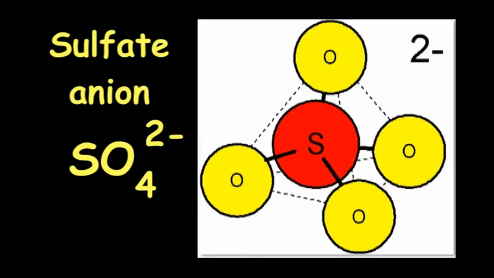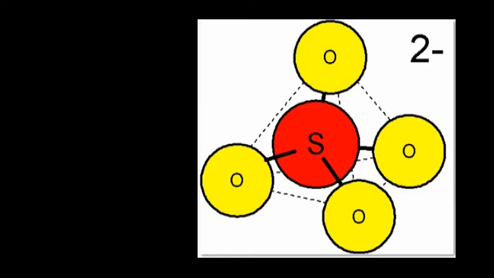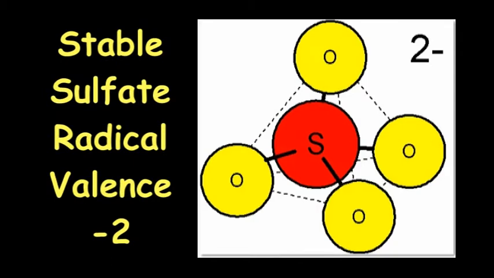All radicals carry a net charge. This is an anion because it is negative. Its valence or combining power is -2. Sulfate is a common radical formed when sulfuric acid forms salts with metals. It is found on its own when dissolved in water, or in crystal form when combined with metal ions.